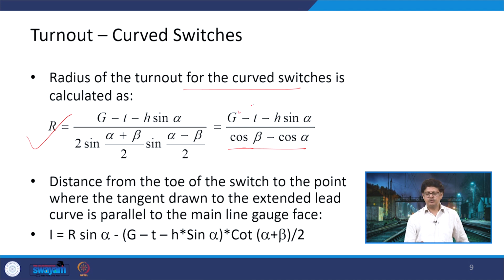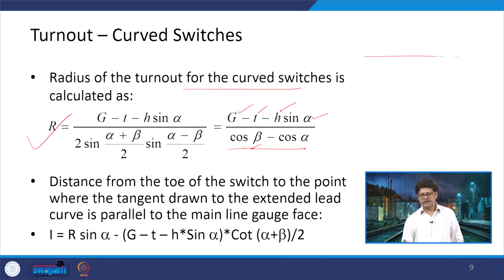So, G is known to us, H is known to us, that is the distance at which it is stopping. Alpha and beta are also known, that is the angle of crossing and the angle of switch, and T is basically a thickness. Now, the distance from the toe of the switch to the point where the tangent drawn to the extended lead curve is parallel to the main line gauge face.